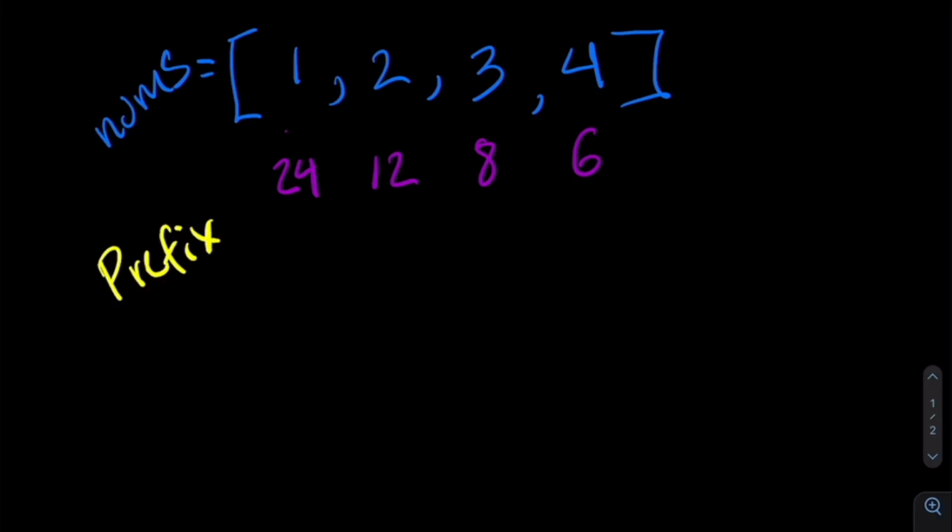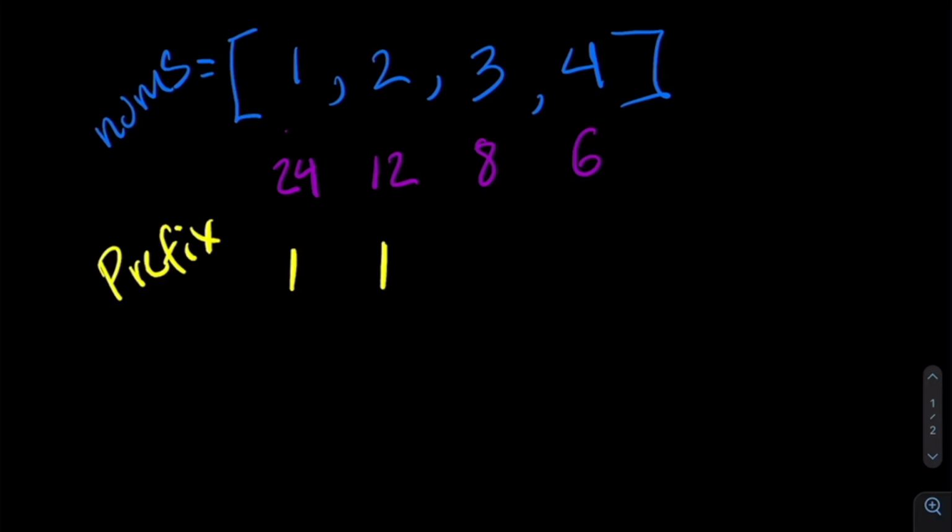So what we're going to do here, the prefix, do we have any number before the 1? We don't. So we're just going to put a 1 because whatever number we have times 1 will be that same number. Now, do we have any number before the 2? We do, which is the 1. So I'm going to put the 1 here. Now, do we have any number before the 3?